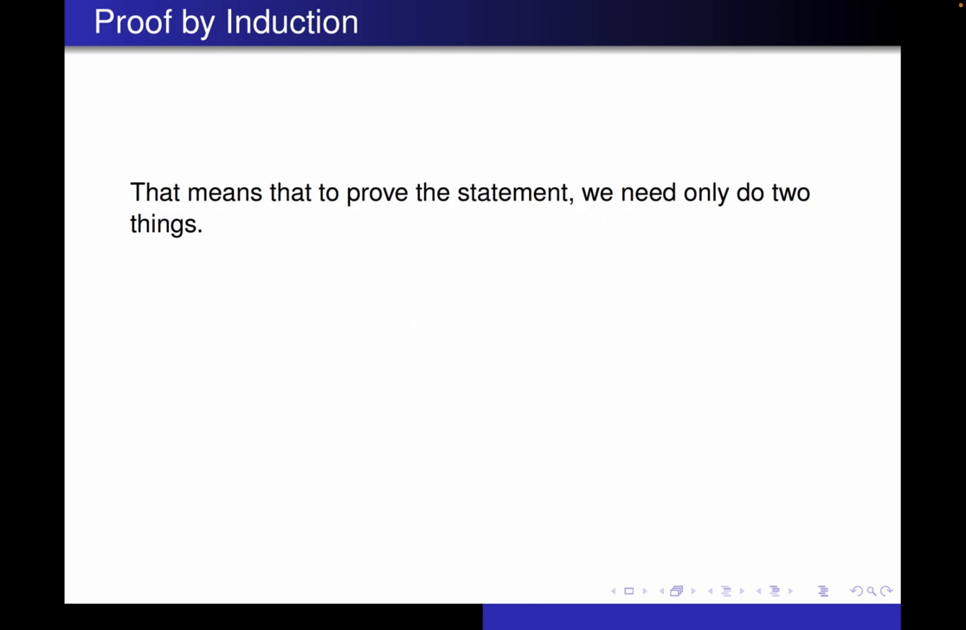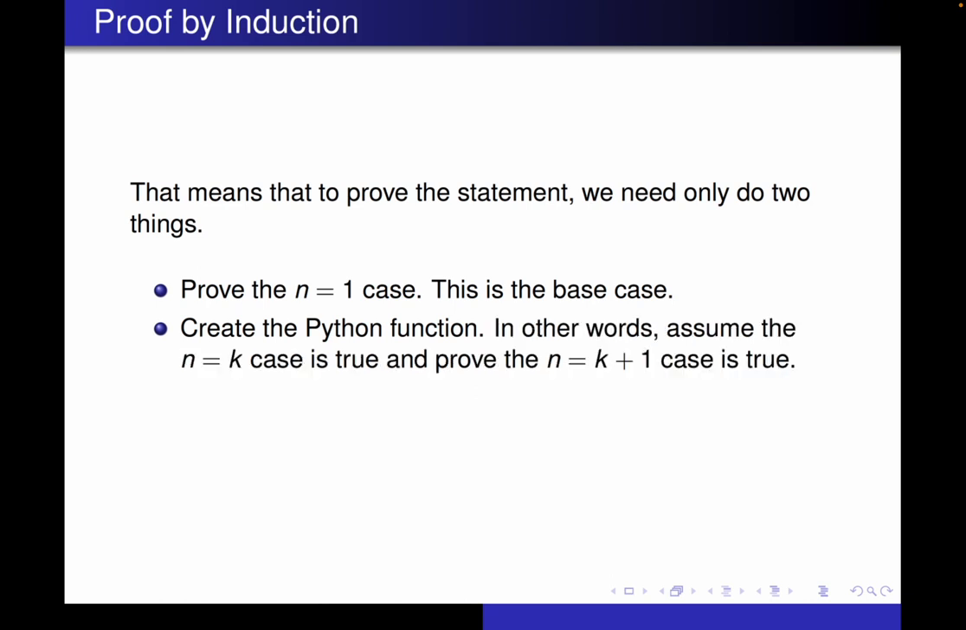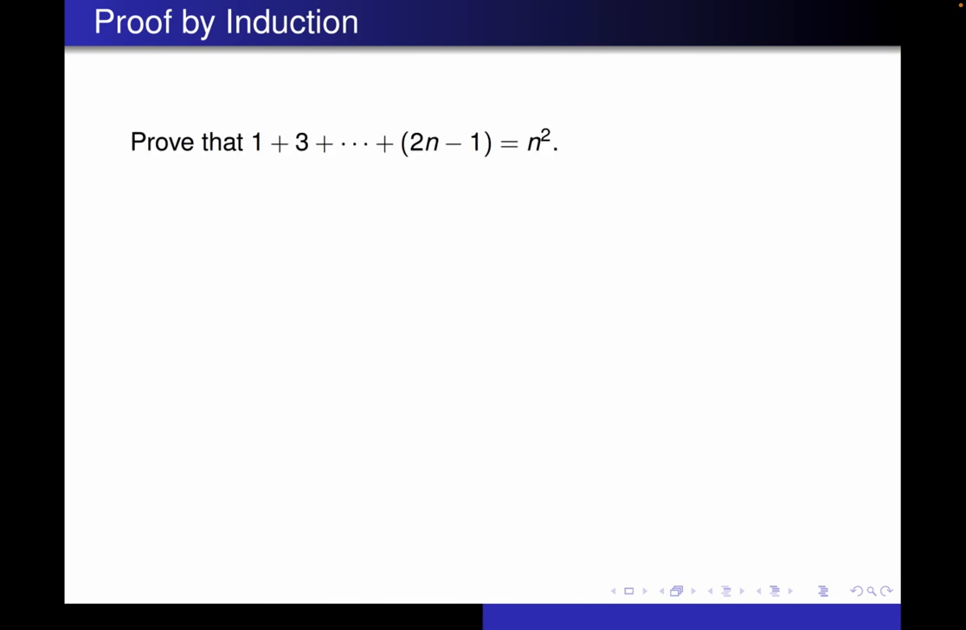So that means if we want to prove a statement that's appropriate for proof by induction, we only need to do two things. We need to prove the n equals 1 case, that's our base case. And then we have to sort of create our Python function. But in this case, the Python function is going to be a sequence of logical steps that tells us how to get from the n equals k case to the n equals k plus 1 case. And that is our inductive step.